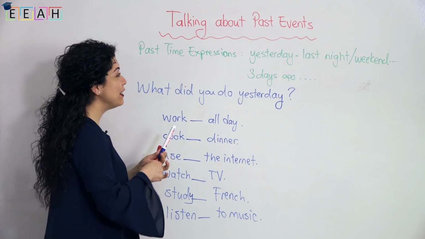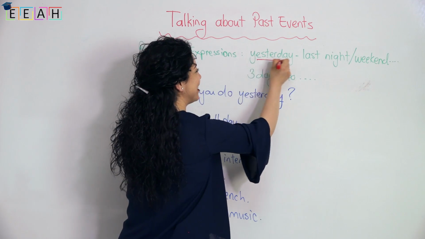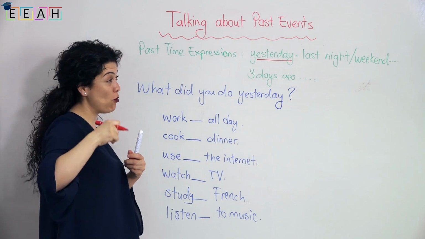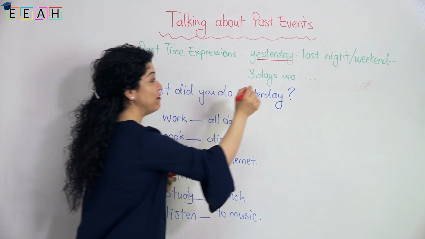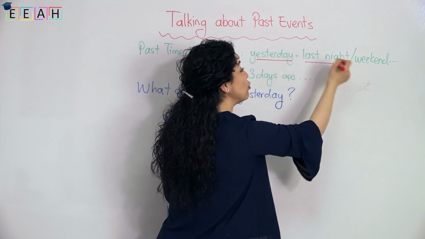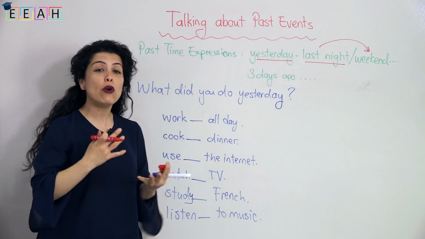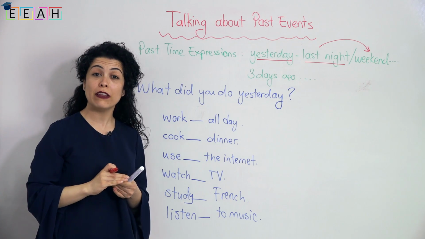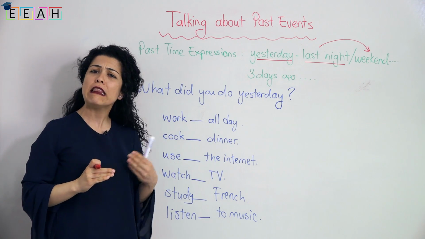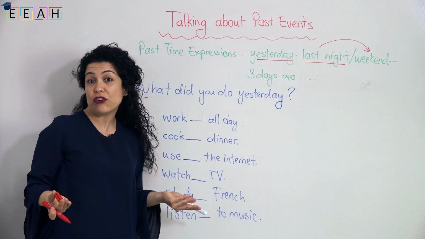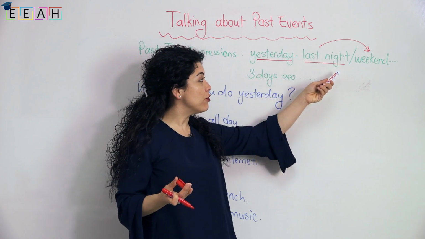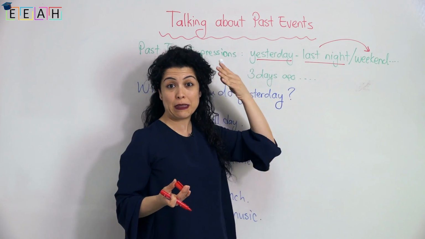We have yesterday, the day before today. Then we have last night. You can as well say last weekend. Last goes with many other time words like last month. You can say last summer, last year. So any word that goes with last will be in the past.